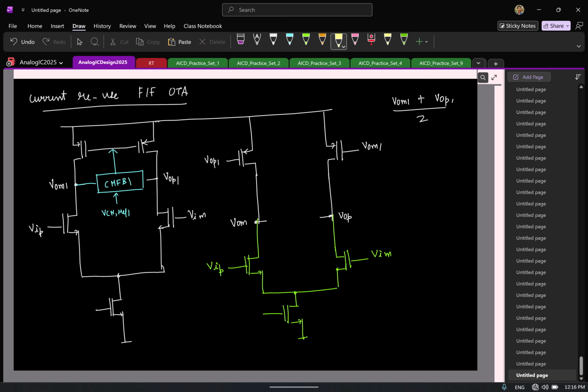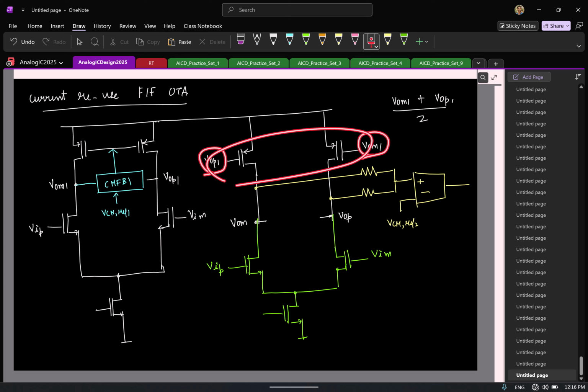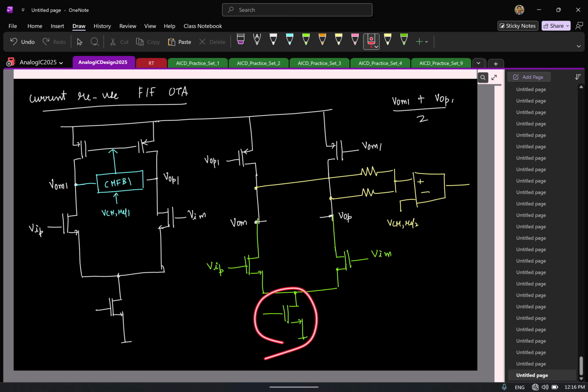Maybe I'll just show it once. So maybe you have a resistive network here. You take the average, compare it with the reference, VCM ref 2, and then here, what is the current source I can go and change, tune? Only this, right? Because this is basically fixed for you, because the output common mode here is set by this CMFB stage. So that will decide the bias voltage here. So this PMOS current is automatically fixed for you. The only thing you can change to stabilize this output bias or common mode is this transistor.